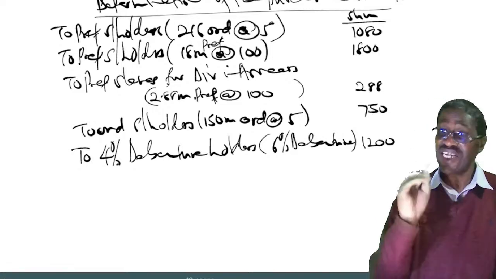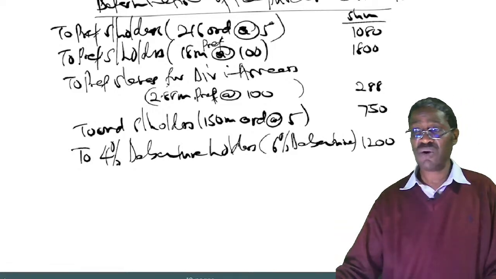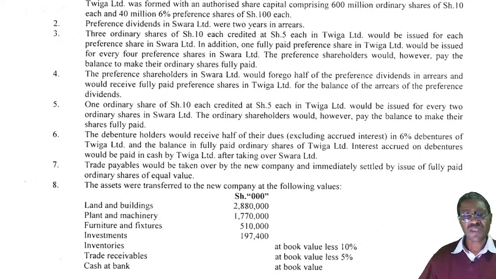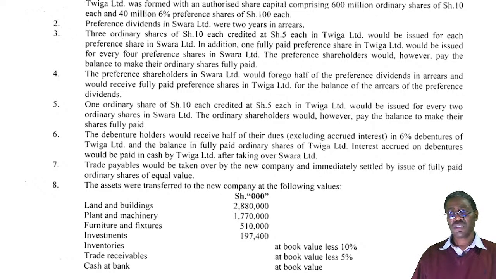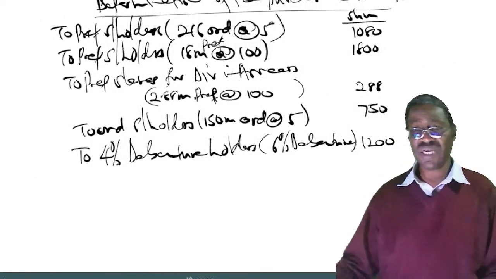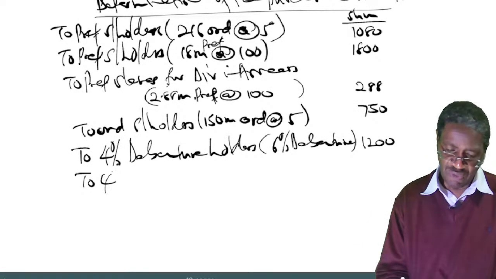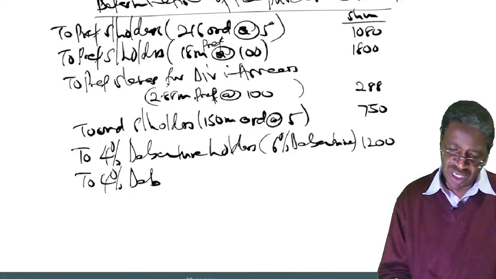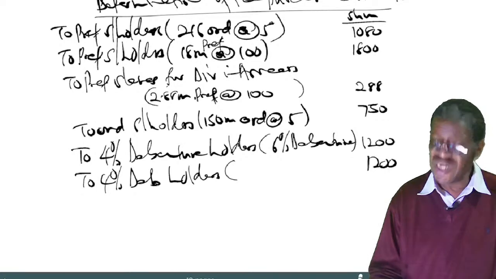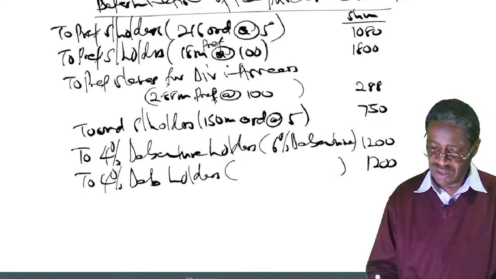Then they have said the other half in what? Let's now go back. The other half in terms of what? That was note number 6. And the balance in fully paid ordinary shares. So come and see here, 4% debenture holders. Again, 4% debenture holders. We are giving them another 1.2 billion worth of ordinary fully paid.